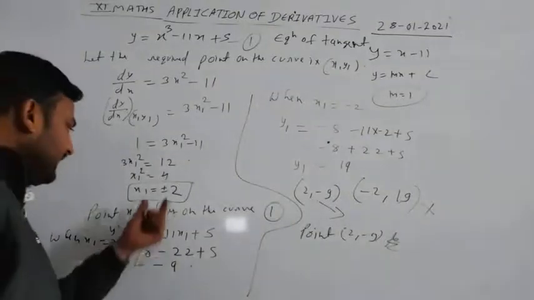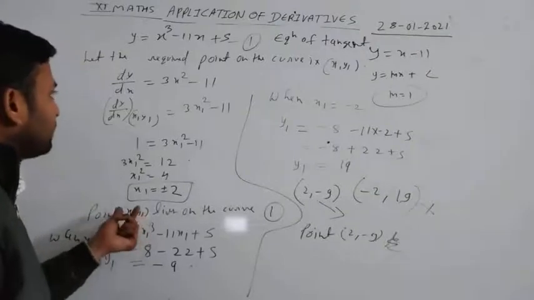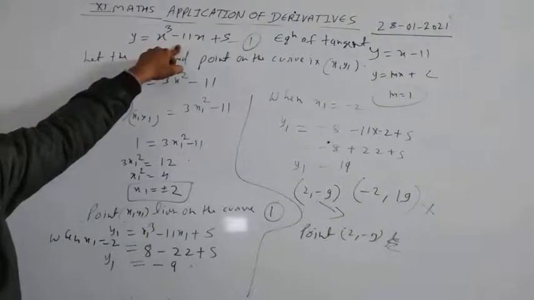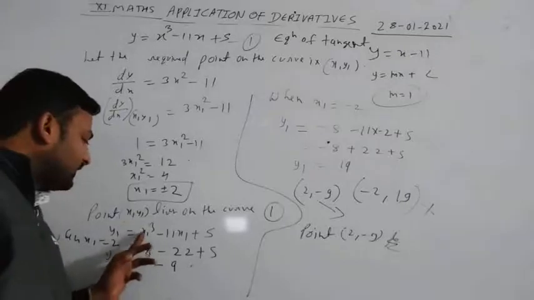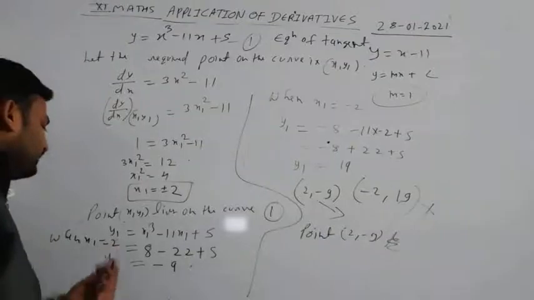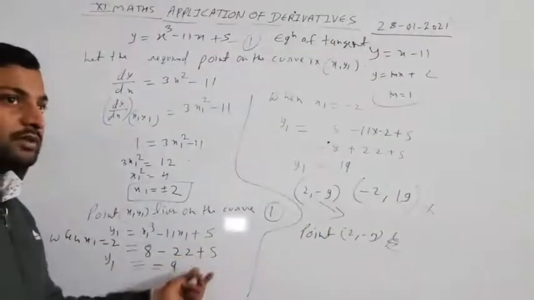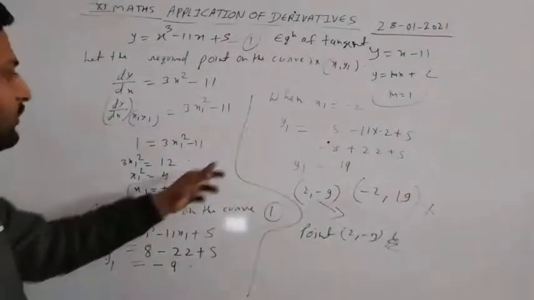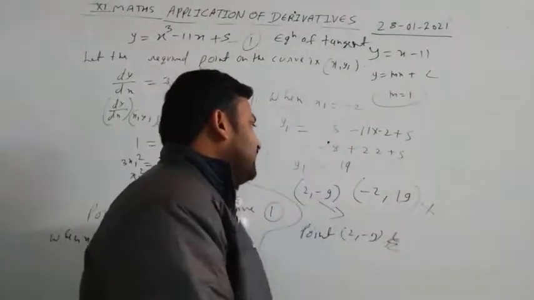After getting x1 student, the point (x1, y1) lies on this curve, that is, it will satisfy this equation of curve. So we can write y1 is equal to x1 cube minus 11 x1 plus 5. So when x1 is 2 student, this is 8 minus 22 plus 5. So y1 is minus 9. Now when x1 is minus 2 student, we take here and we get our y1 is 19.